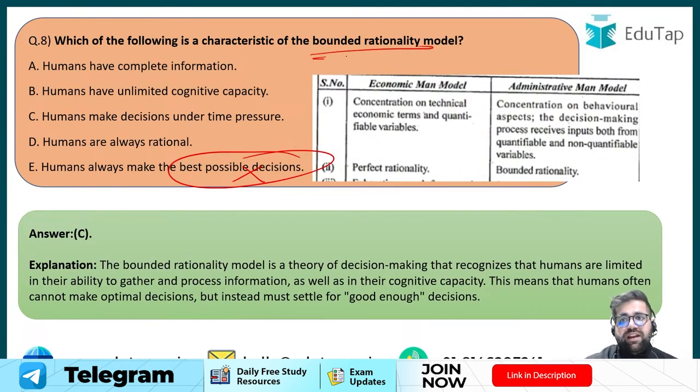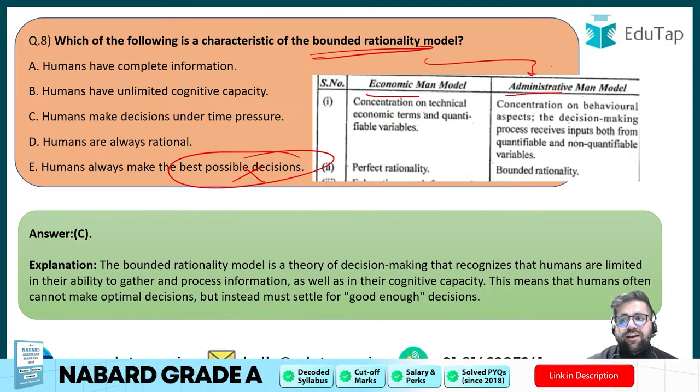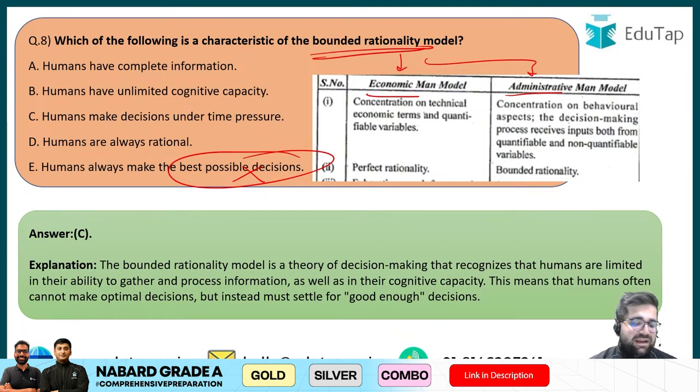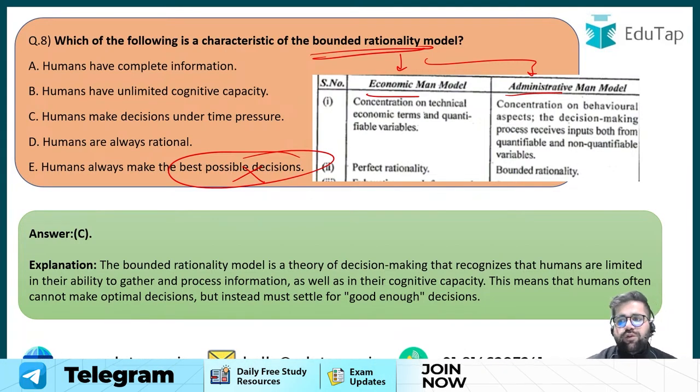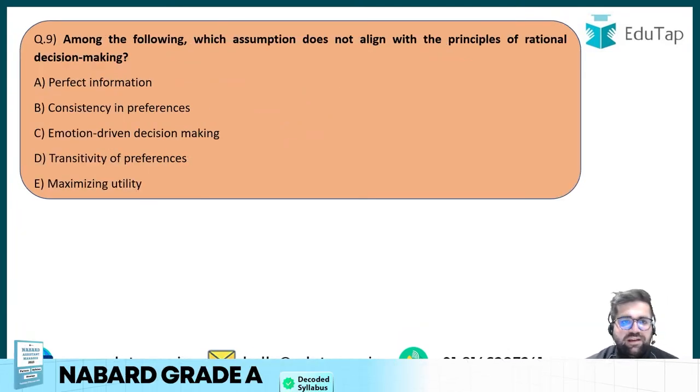Under bounded rationality, there are certain conditions imposed on you, and based on that you have to make a decision. There are two models: the economic man model and the administrative man model. The administrative model has bounded rationality. The economic man model is where you have perfect rationality and you make the best decision. But under the administrative man model you have bounded rationality. So the answer was option C of this question. It was comparatively tougher than the last questions. Question number 9 is on our screen.